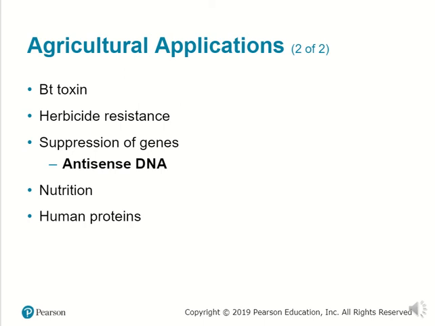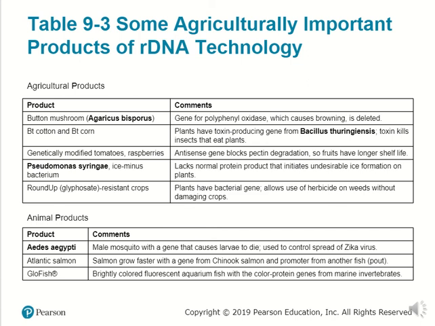Now, agricultural applications include Bt toxins, herbicide resistance, suppression of genes with antisense DNA, nutrition, and human proteins. Essentially, things that can possibly be added, whether suppressing undesirable genes or helping plants to become resistant to a herbicide, or creating desirable human proteins that might not currently be able to be made in non-functioning DNA sequences.